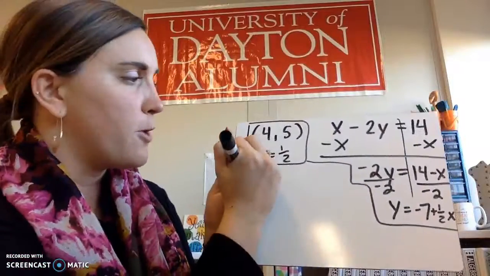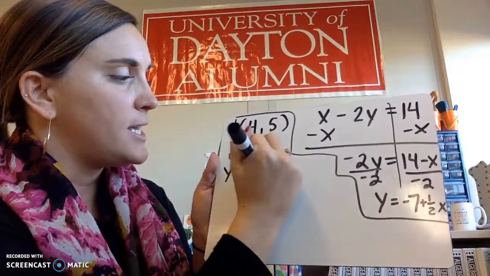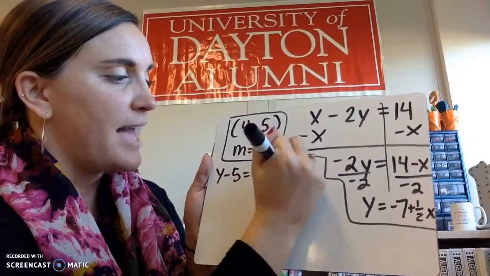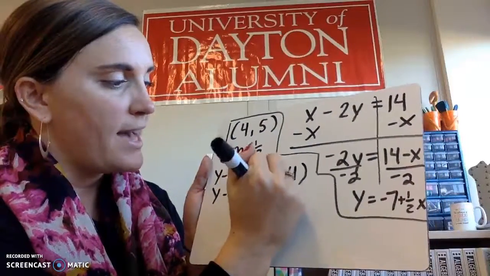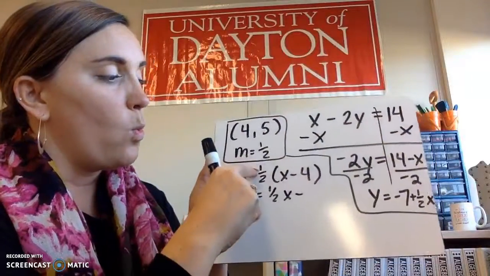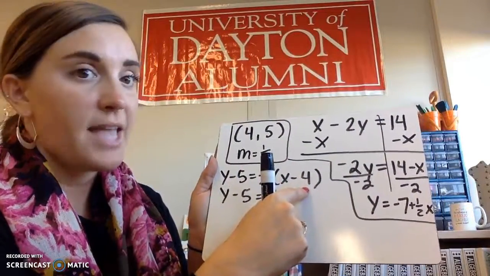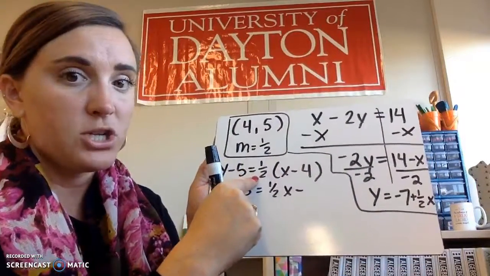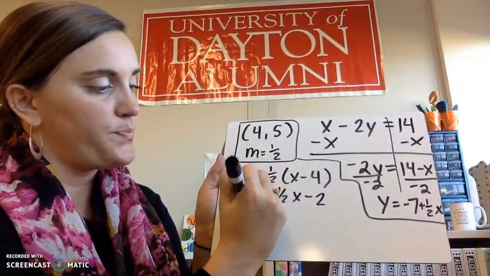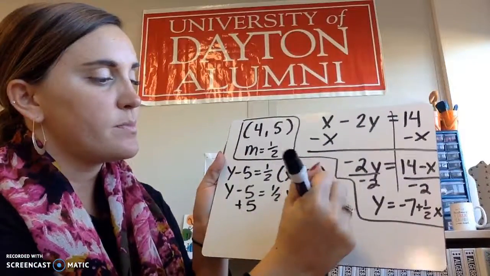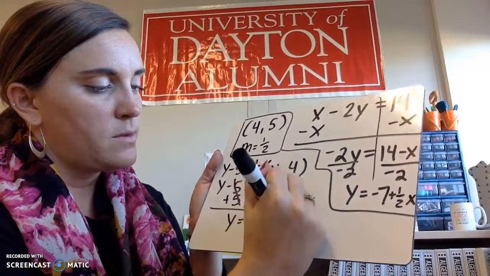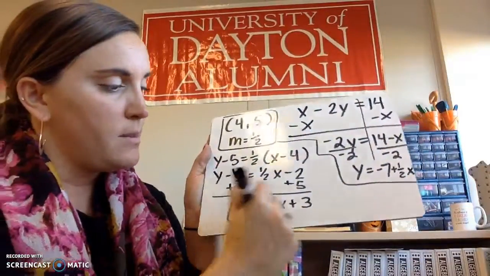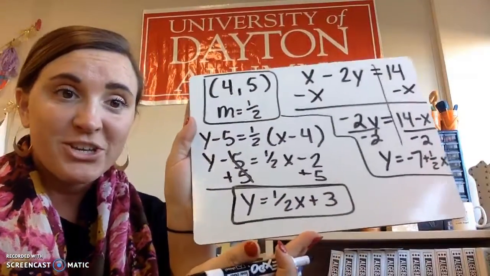So now point slope form. Y minus 5 equals 1/2 parentheses x minus 4. Y minus 5 equals 1/2 x minus 1 times -4 is -4, divided by +2 is -2. Add 5 on each side. 1/2 x plus 3. Box in my final answer. You're good to go.